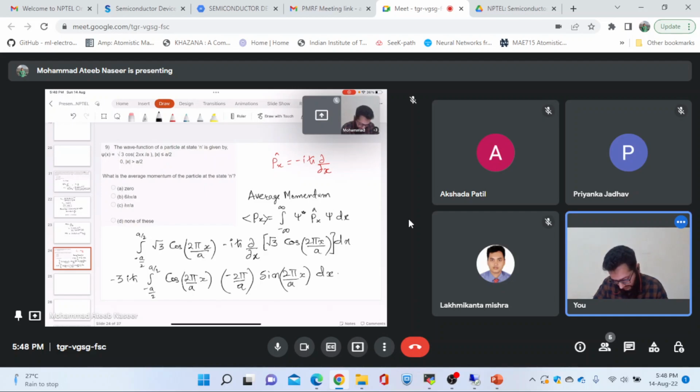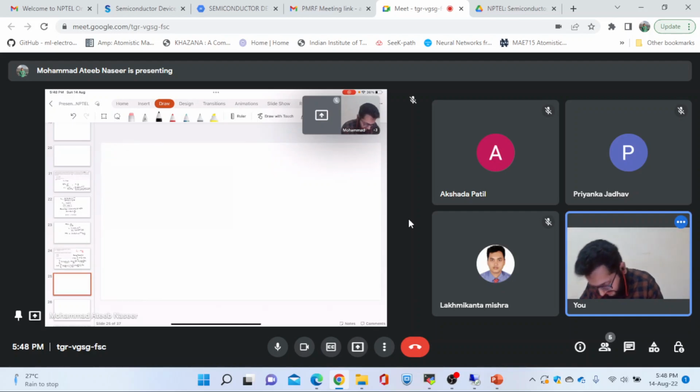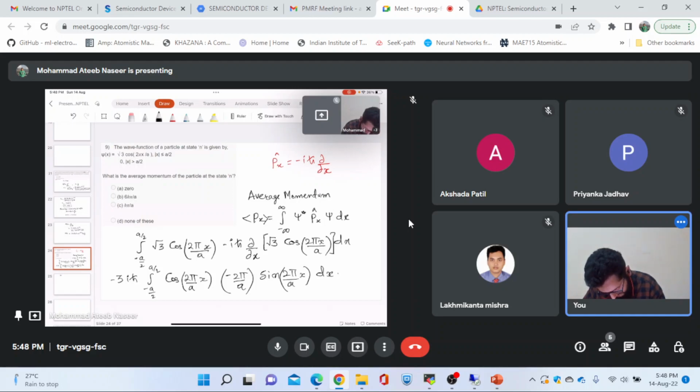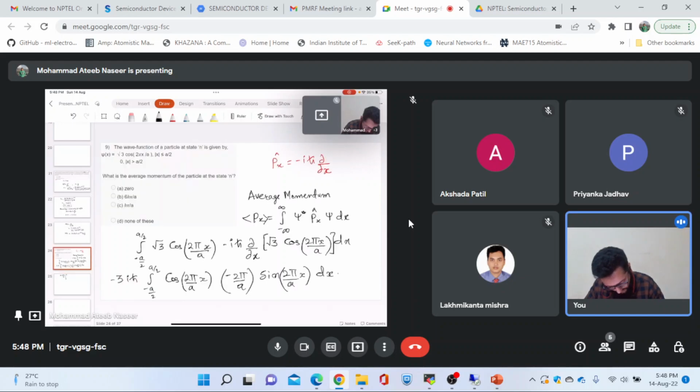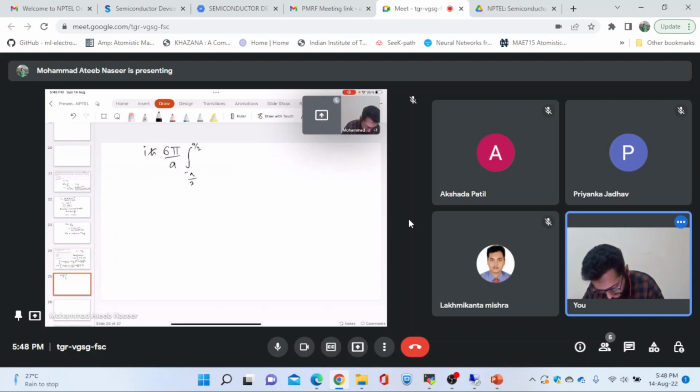Now taking the constants out again, it will become i h bar, 6 times pi by a, sorry, 6 times pi by a, with the limits between minus a by 2 to plus a by 2, and we are left with cos of 2 pi by a x sine of 2 pi by a x dx.